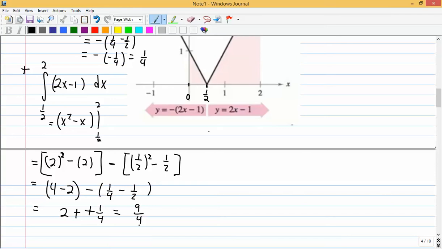All right, my first integral was 1/4. My second integral was 9/4. So to work out that definite integral, I need to add those two together. So 1/4 plus 9/4. That's 10/4, or 5/2. So that definite integral is equal to 5/2.